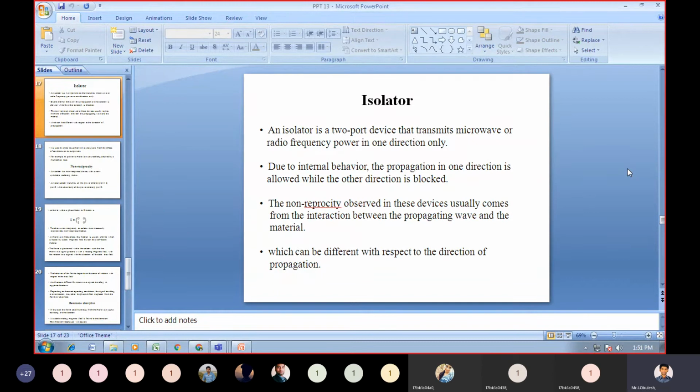You need to remember, an isolator is a two-port device that transmits microwave or radio frequency power in only one direction. Due to internal behavior, the propagation in one direction is allowed while the other direction is blocked. You observe non-reciprocity in the interaction between the propagating wave and the material, which can be different with respect to the direction of the propagation.